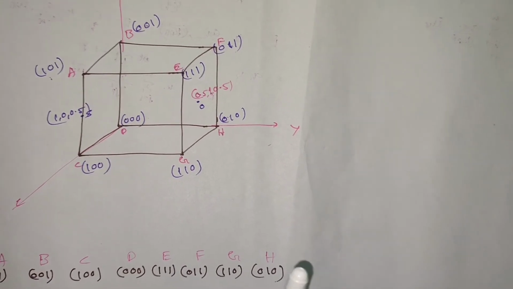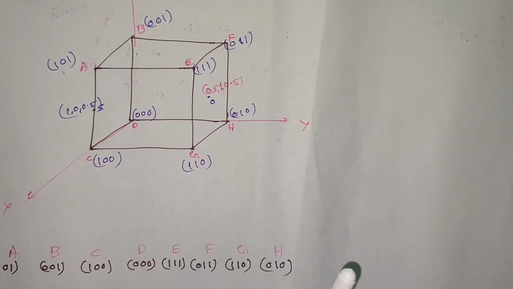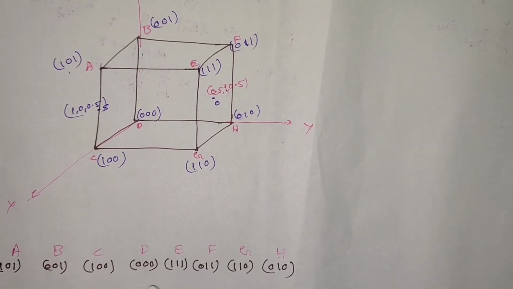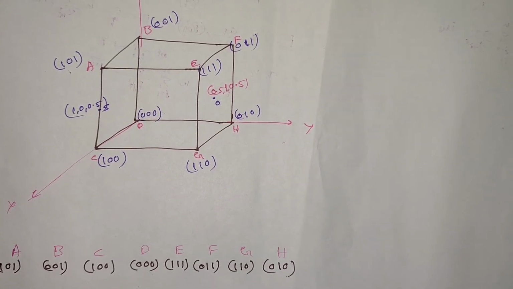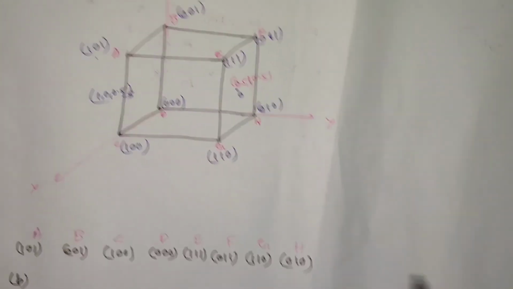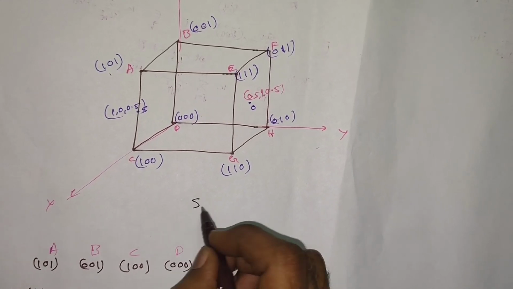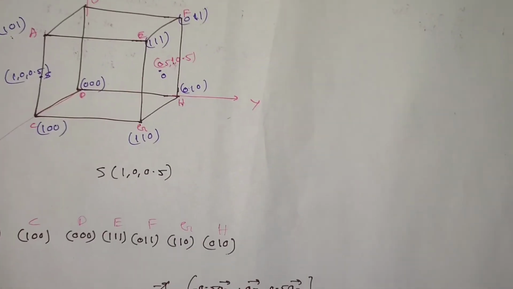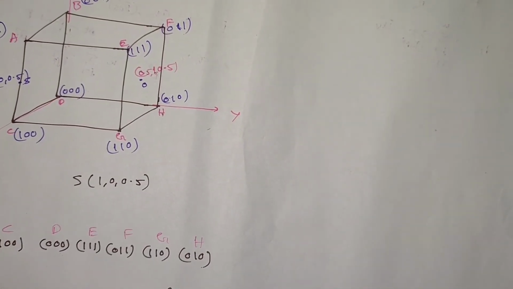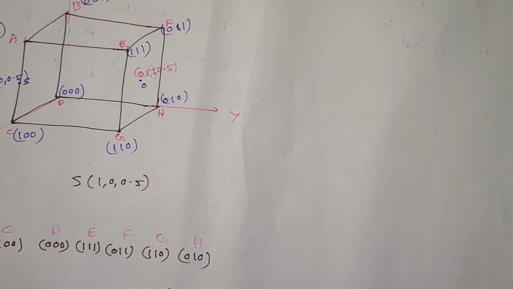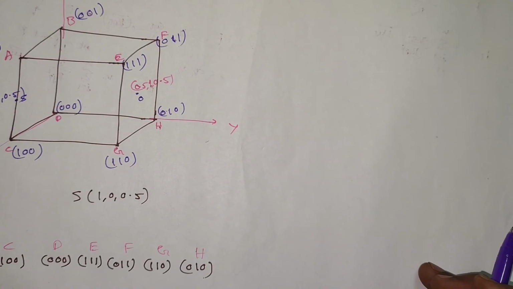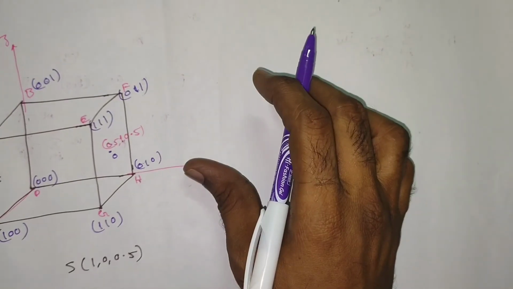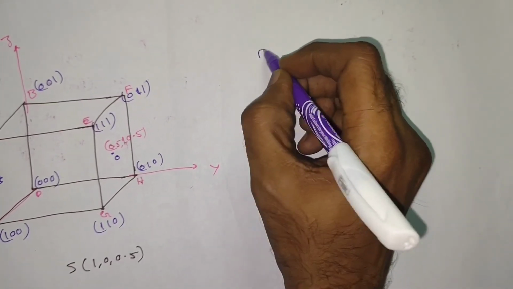We already have considered the points here. So B and D, E, F, G, H, and the point S here I am writing down. The point S is (1, 0, 0.5). So here we have to consider 6 electric field intensities. First, we have to consider EBS.